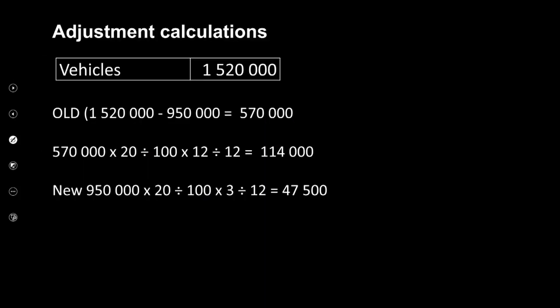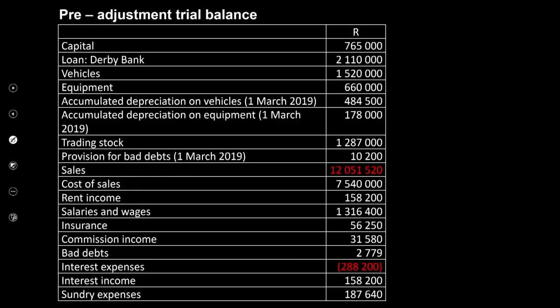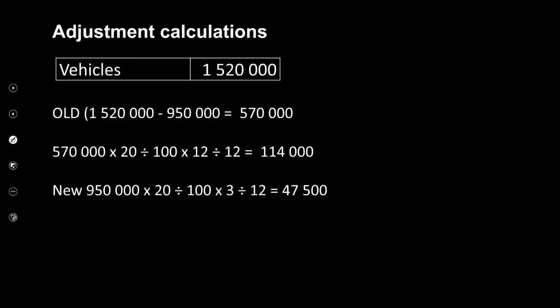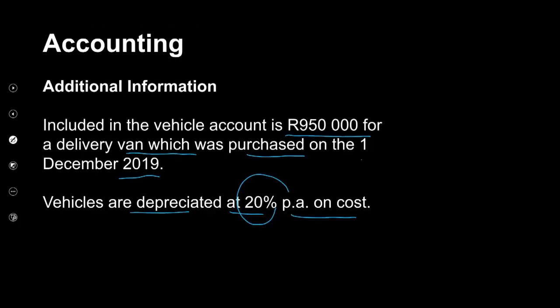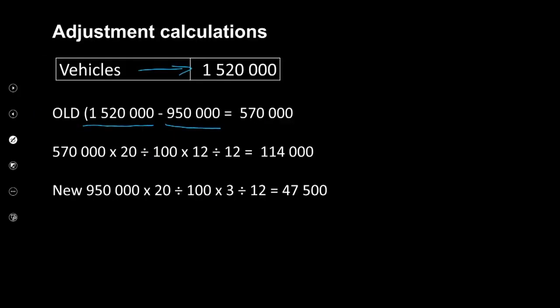Right. In terms of my calculation, step number one, find your vehicles figure. As you can see, let's pick it up from here. Vehicles, 1,520,000. Okay, so there's my vehicles figure. Step number one, start with the opening balance minus the new vehicle. Reason we're subtracting it, included in the vehicles account is the 950 for the new vehicle. Therefore, minus your 950 will give you a figure of 570,000. So obviously, your old vehicles are valued at 570,000.